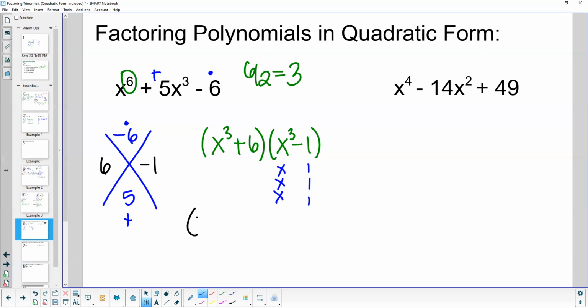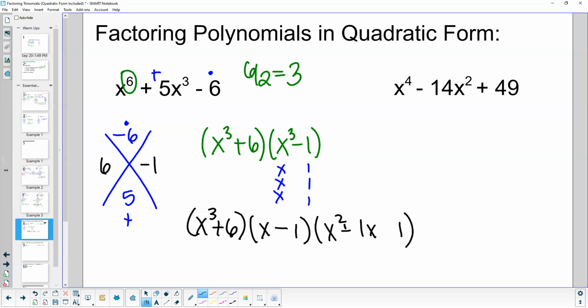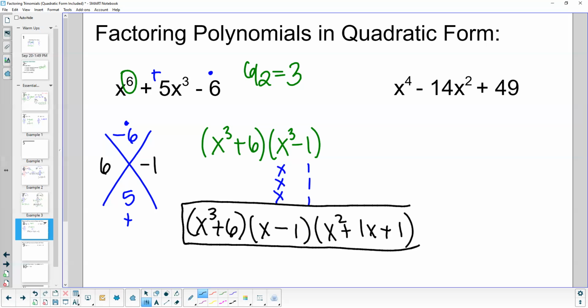So we can actually write this one as x to the 3rd plus 6 times x, 1, x squared, 1 times x times 1, and we can go through our SOAP acronym. So same, opposite, always positive. And this is going to be our fully factored form there. Pretty cool, right? We can split it all the way up.